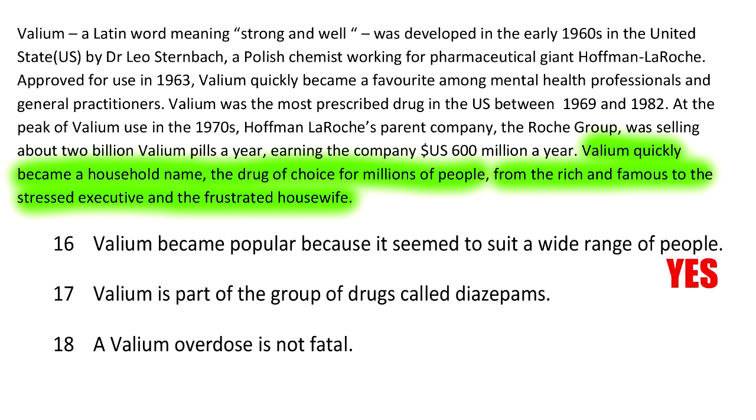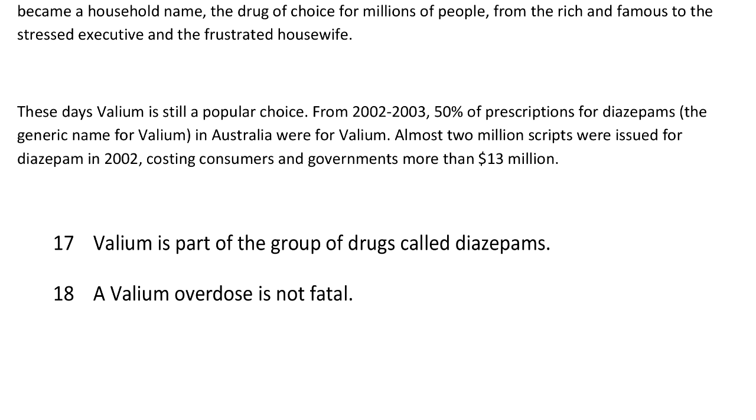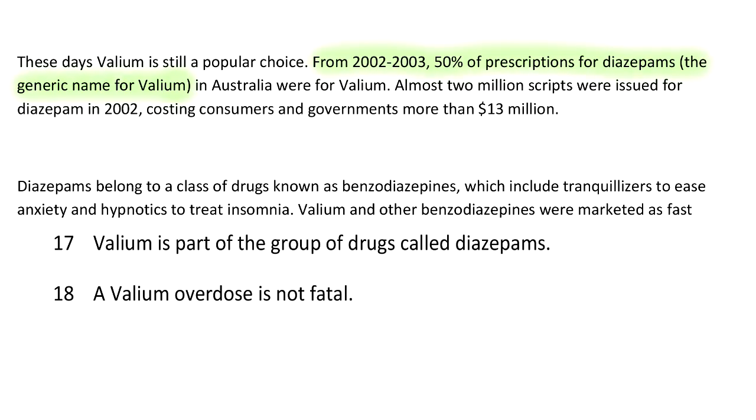Now let's look at question number 17. In question number 17, it is given that Valium is part of the group of drugs called diazepams. So please look at paragraph number 3, second sentence. It is given that from 2002 to 2003, 50% of the prescriptions for diazepam, in bracket it is given that the generic name for Valium. So it can be understood that diazepam is the generic name for Valium. So generic name means it's an alternative name.